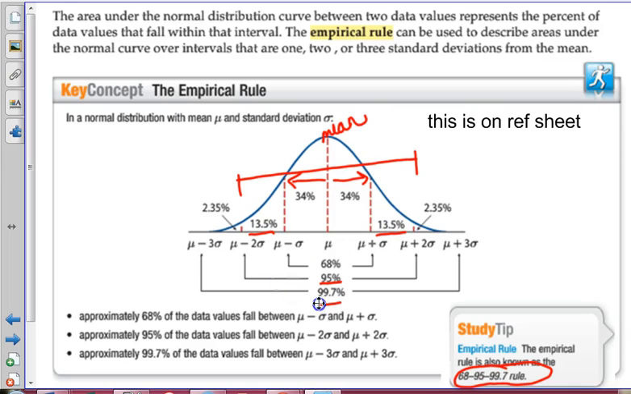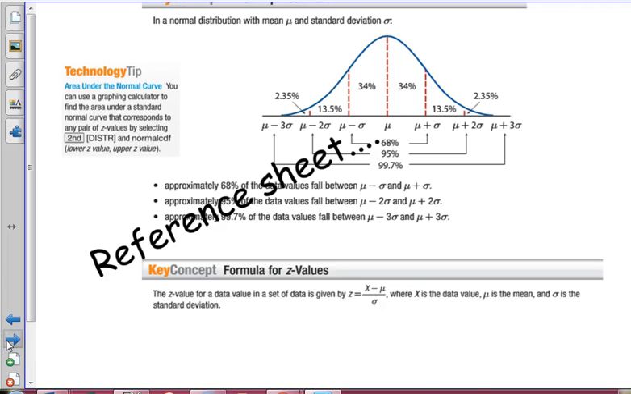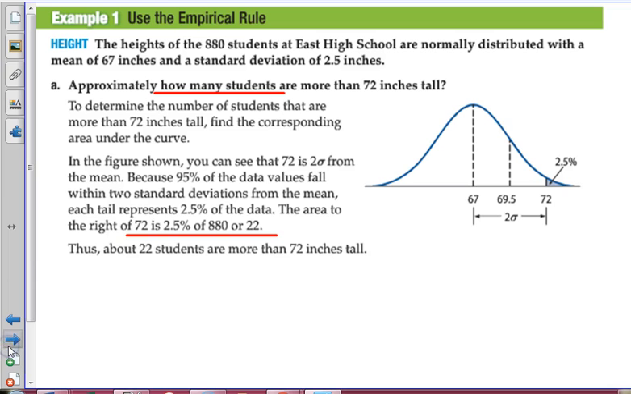And if you go out 3 standard deviations, we reach 99.7% of the data. So it's another 2.35% on either side. Okay. So that's what it looks like on your reference sheet. It includes this, which we're going to talk about later, how to find that on your calculator. And it includes the z-score formula, just so you know, okay? It's all there.